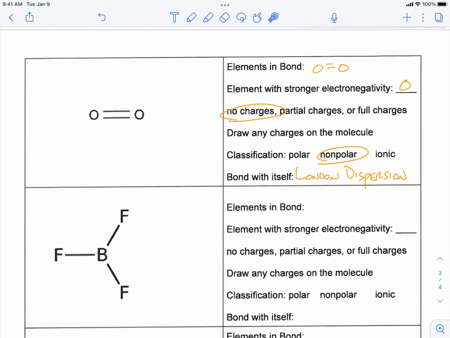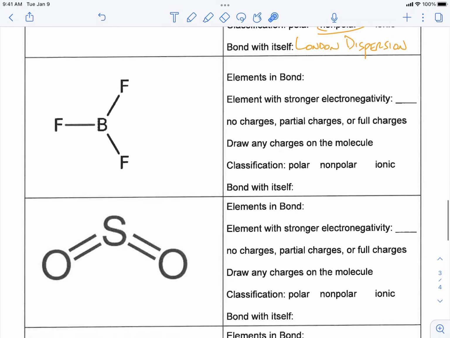All right. Let's look at our next molecule here, BF3. So we have B to F bonds. From our example before, the atom with the stronger electronegativity, fluorine, is going to have a partial negative, and boron a partial positive. So we have two nonmetals that are different, so we're going to have partial charges.